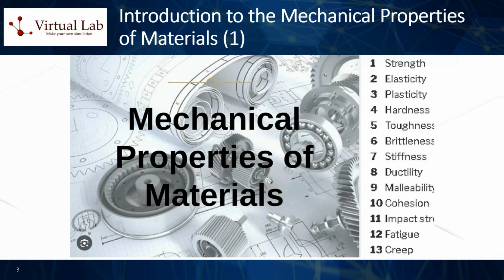Here are some of the key mechanical properties. 1. Strength. This refers to the material's resistance to deformation or fracture when subjected to a force or load. There are different kinds of strength, such as tensile strength, resistance to pulling apart, compressive strength, resistance to being squeezed together, and shear strength, resistance to sliding forces.